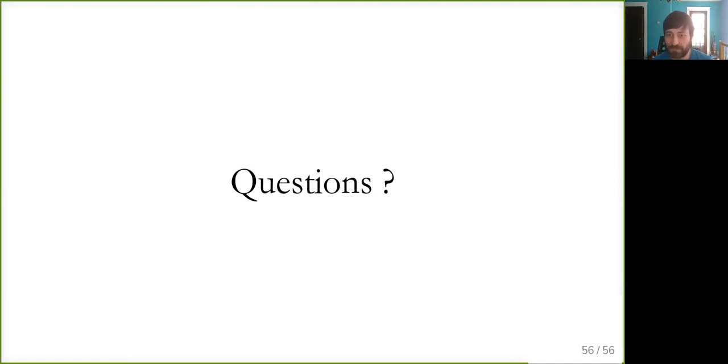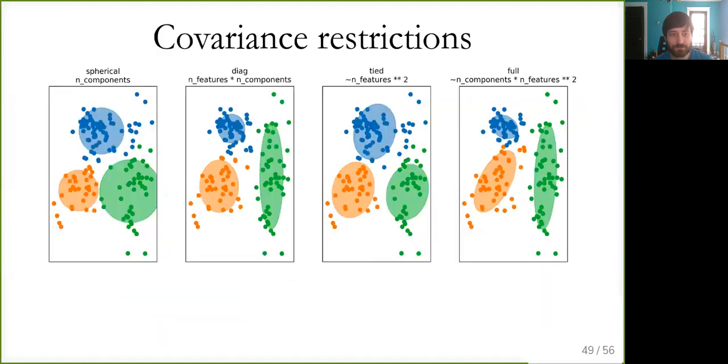The last question that I got was, in this slide, for spherical, it says n components. And the question was, shouldn't it be n features? So we have one number per component. Blue has basically the number that gives you the radius. And green has a number that gives you a radius. And orange has a number that gives you a radius. But the radius is the same in every dimension. So here there's only two dimensions, but if you have 10 dimensions, it would be the same radius in each dimension. The number of degrees of freedom is independent from the number of dimensions. It's just one number per component.